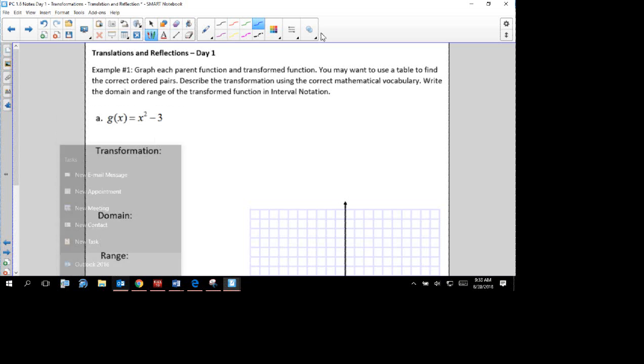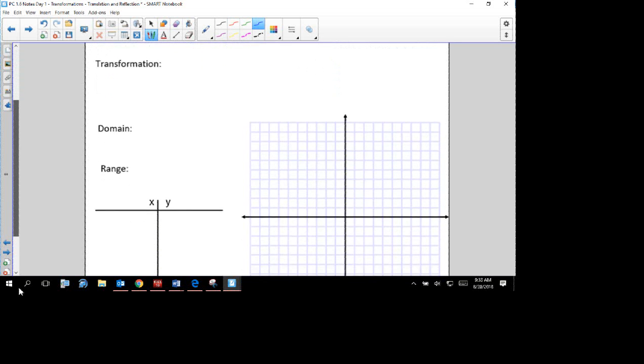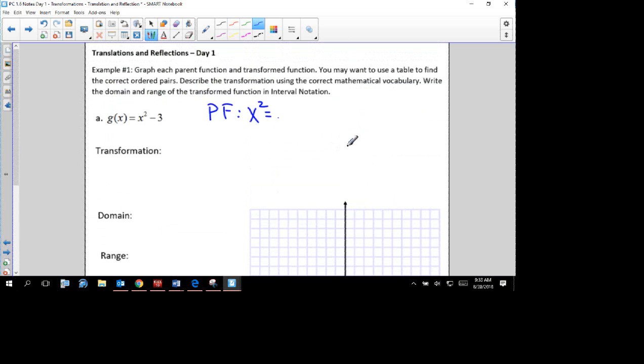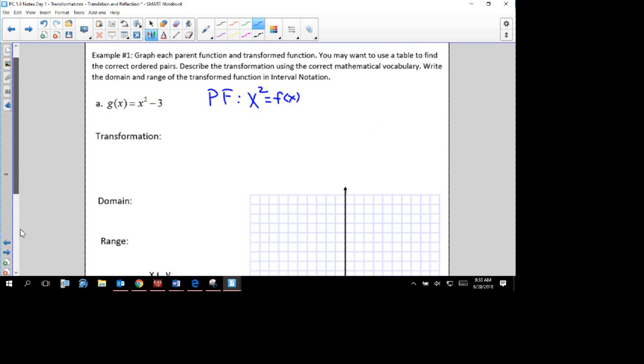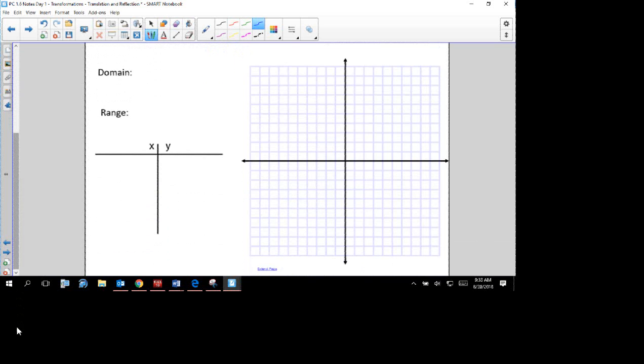So the first thing I want to do is figure out what the parent function is. What's my parent function for x squared minus 3? X squared. I forgot to write the f of x. If I do not remember the original x squared parent function points, that would be in your notes from 1 to 5. I, thank goodness, remember because I do this every single year, multiple times. So good for you, I remember. They're just squares of the original numbers.